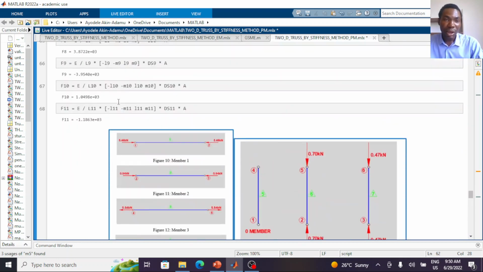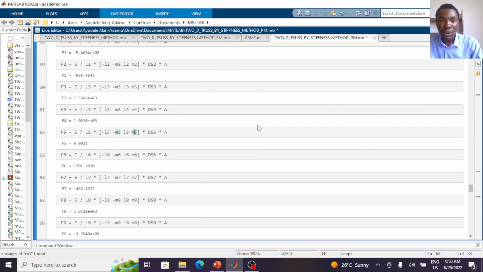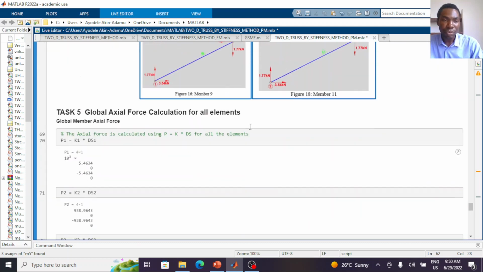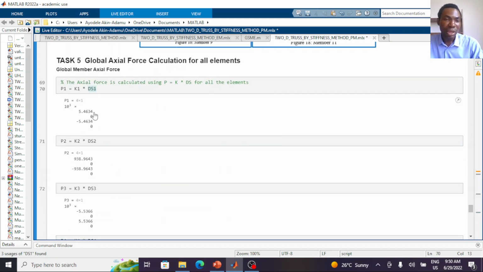So say we don't want to use this axial stress formula, we can use this formula. The axial force in the local stiffness matrix equals the local stiffness matrix multiplied by the displacement vector, the local displacement vector of each element. So K1 multiplied by ds1. So we can also get the force component in the x and y direction of the node.